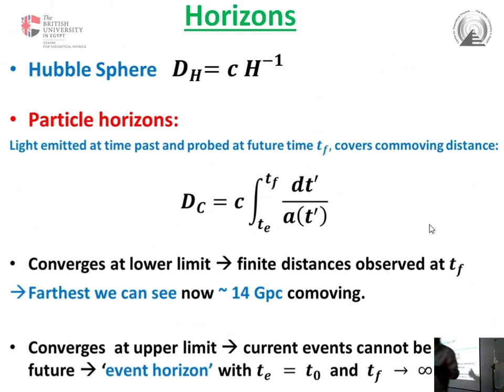For example, in a static universe, 10 giga-years old, you'll see 10 giga-light years, you know, static. But it's not static, it's expanding, so you see 14 gigaparsec in 14 giga-years.